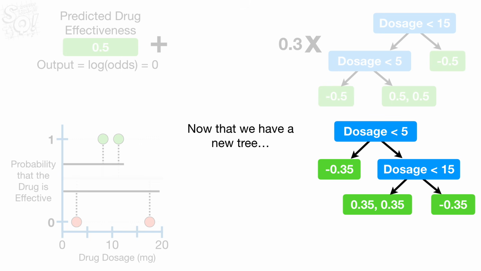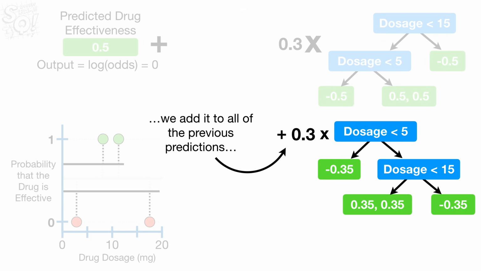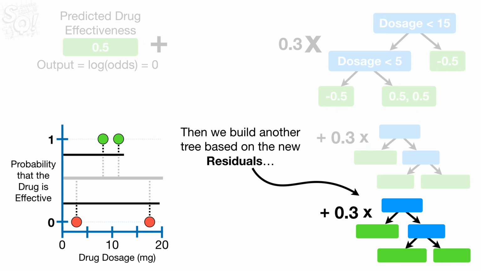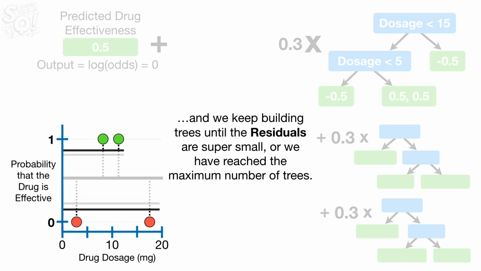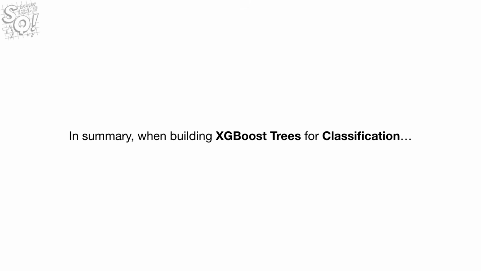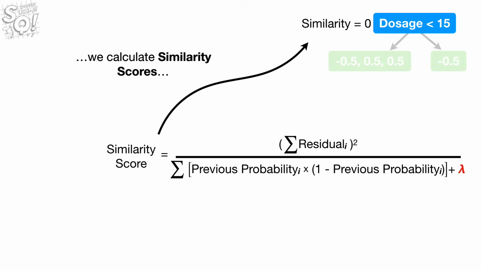Now that we have a new tree, we add it to all of the previous predictions and make new predictions that give us even smaller residuals. Then we build another tree based on the new residuals, and we keep building trees until the residuals are super small or we have reached the maximum number of trees. Triple bam!